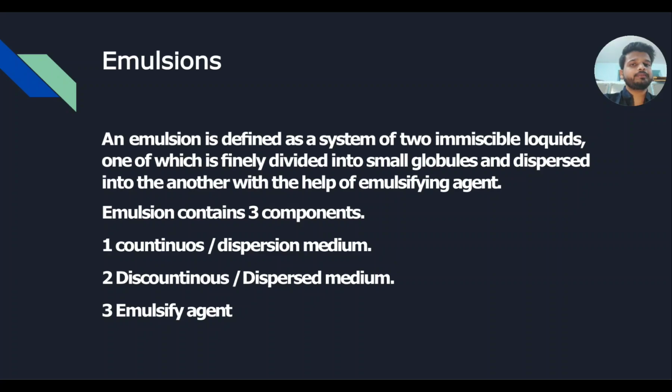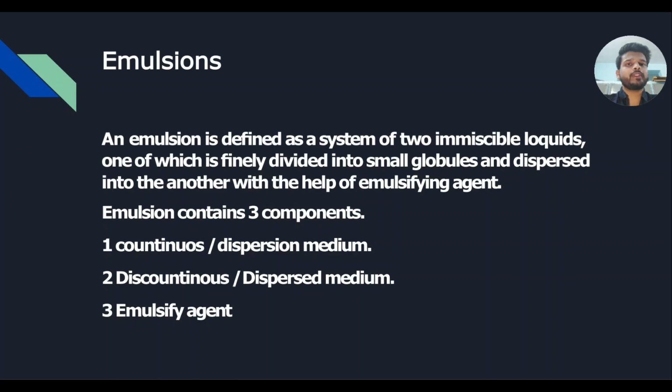Next one is emulsion. So what is emulsion? An emulsion is defined as a system of two immiscible liquids, one of which is finely divided into small globules and dispersed into the other with the help of an emulsifying agent.